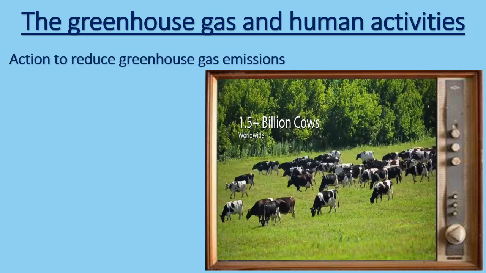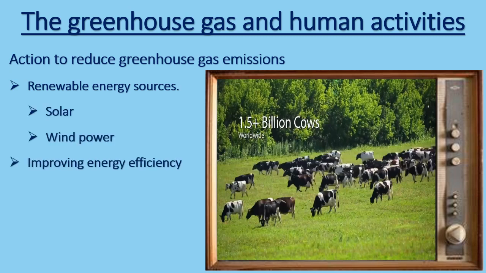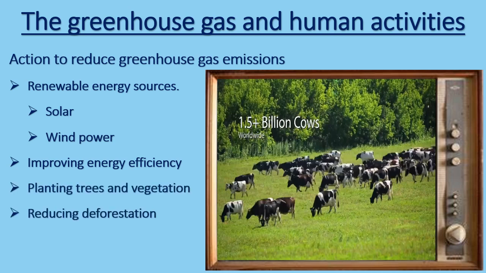There are actions that can be taken to reduce greenhouse gas emissions. These include increasing the use of renewable energy sources, such as solar and wind power, improving energy efficiency, planting trees and vegetation, and reducing deforestation.